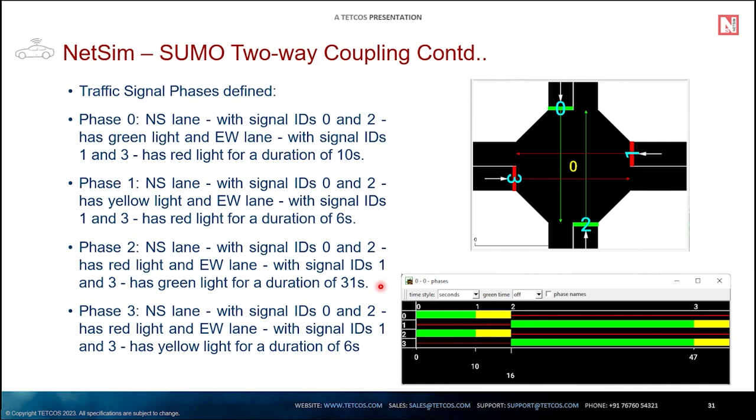In phase 2, north-south lane with signal IDs 0 and 2 has red light, and east-west lane with signal IDs 1 and 3 has green light for a duration of 31 seconds. Finally, in phase 3, north-south lane with signal IDs 0 and 2 has red light, and east-west lane with signal IDs 1 and 3 has yellow light for a duration of 6 seconds.